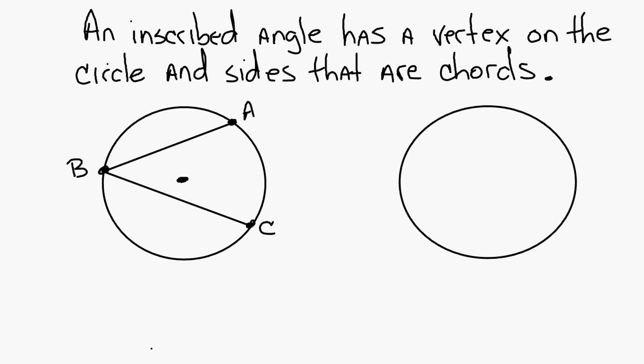Another inscribed angle. Angle MNO. Okay? MNO is an inscribed angle. Its vertex is on the circle, and its sides are both chords.